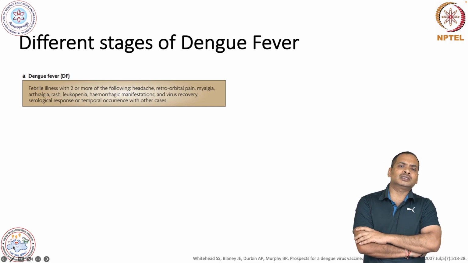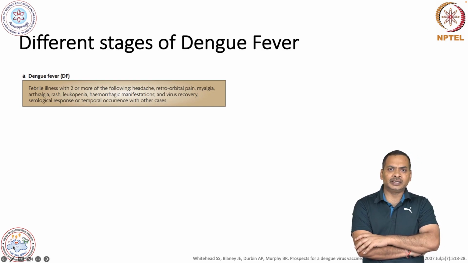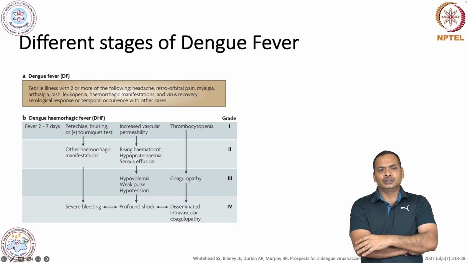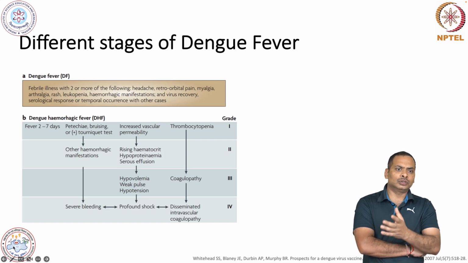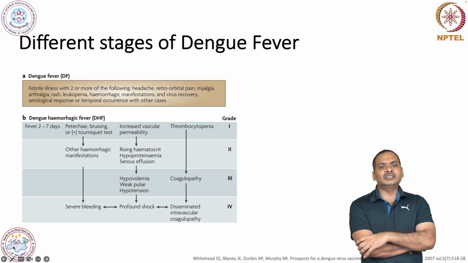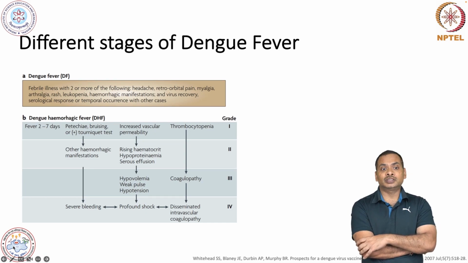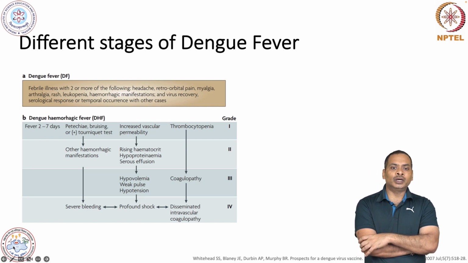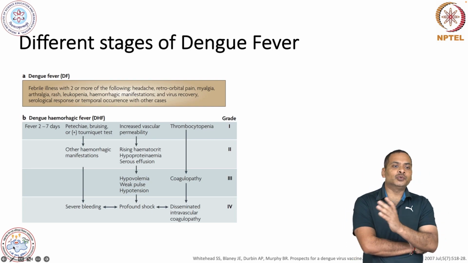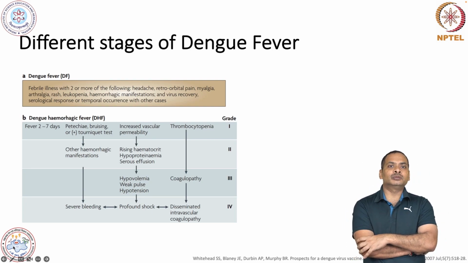So, these are the characteristics of dengue fever, and it is associated with one or two or more of these symptoms. Here you can see the different grades of dengue hemorrhagic fever, grade 1, 2, 3 and 4. Grade 1 includes a fever for 2 to 7 days.